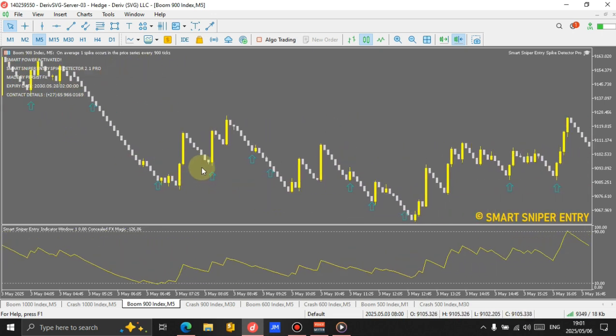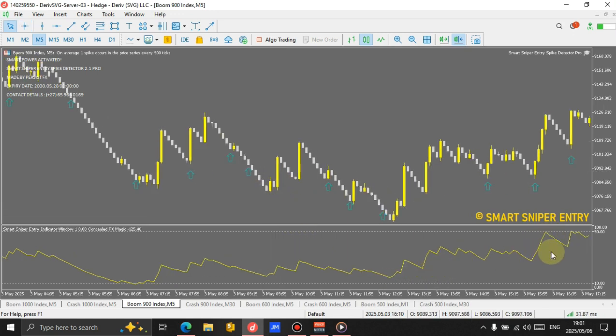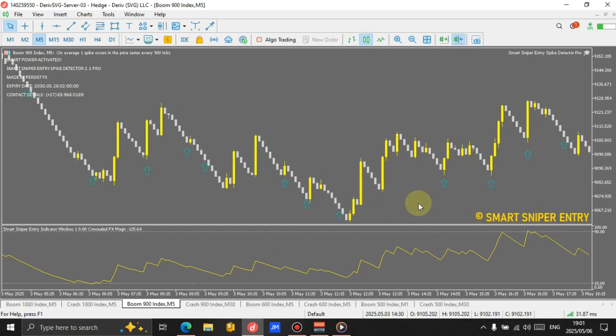And the signals that were given afterwards, here you would have caught another entry. Here you would have made small profits. Here you might have taken a loss. But our indicator did not go to the overbought level yet. So you can still take entries when the spike detector gives you the signals.